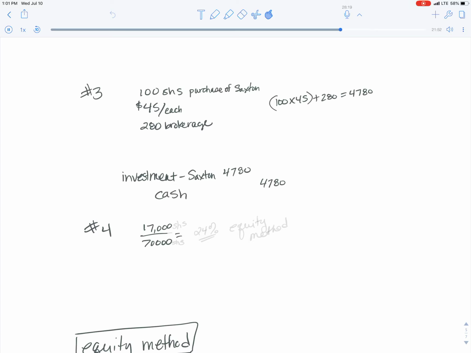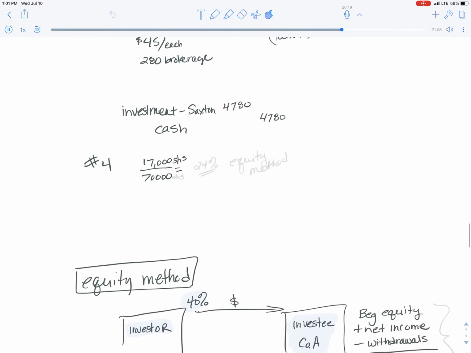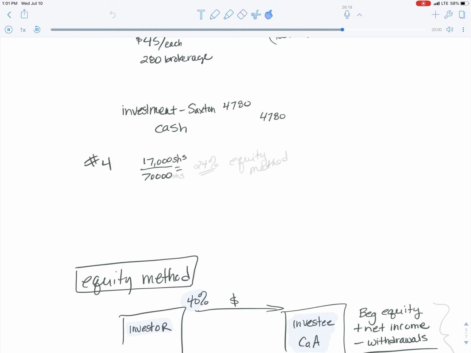Okay, so here's a question. Let's say we have a company that has 17,000 shares. That's how much we own of an investee that has 70,000 shares outstanding. How much of this company do we own? Well, 24% if you put that in your calculator.